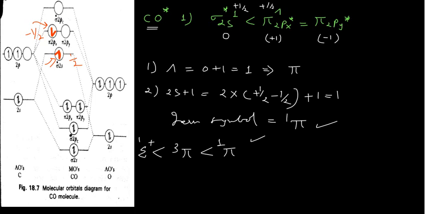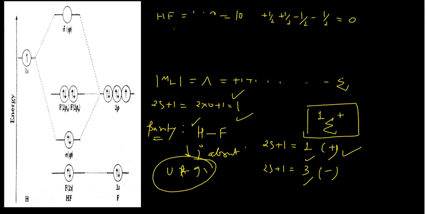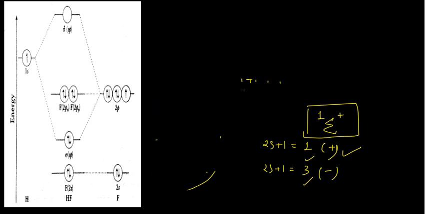Now let us check one more thing. Go back. If this is your HF molecule, and if you want to determine the molecular term symbol for the HF molecule, it's my request to please note down the molecular term symbol of normal HF. That means it is in the ground state, then it is having the molecular term symbol of sigma 1 positive. Okay, I'm removing all these things. Okay, fine, I have removed all these things.